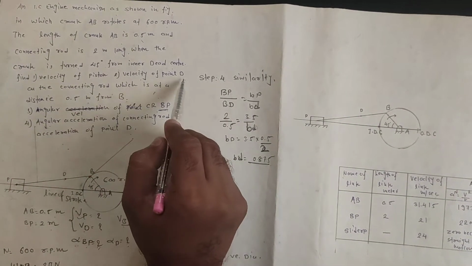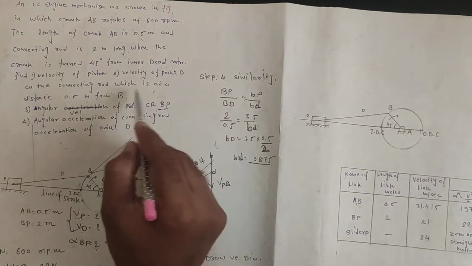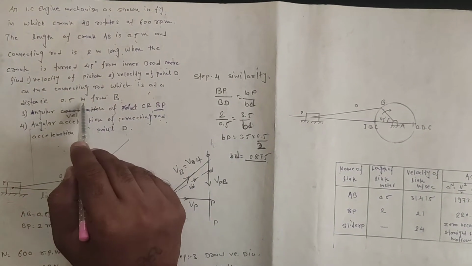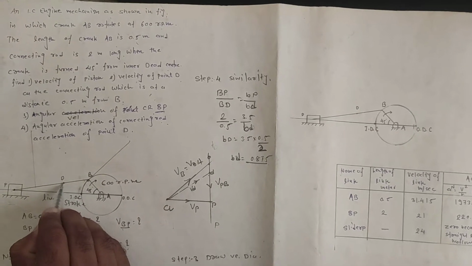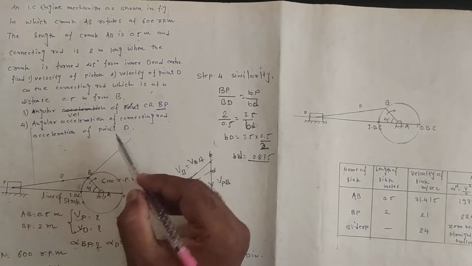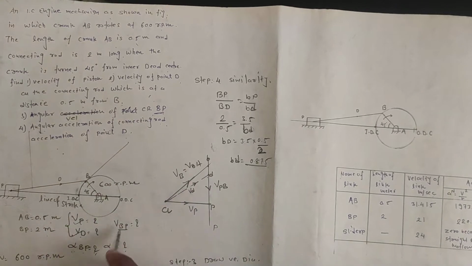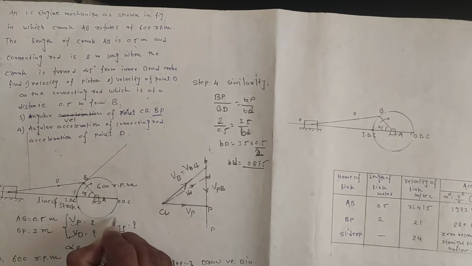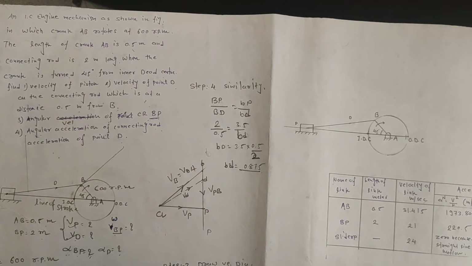Then the velocity of the point D, this we have to find out. Point D is on the connecting rod, at a distance of 0.5 meter from B. So this is the point B, and from B to D there is 0.5 meter. From that we have to find out the velocity of D. Also we have to find out the angular velocity of the connecting rod. It means not V, but omega, that we have to find out: omega PB.